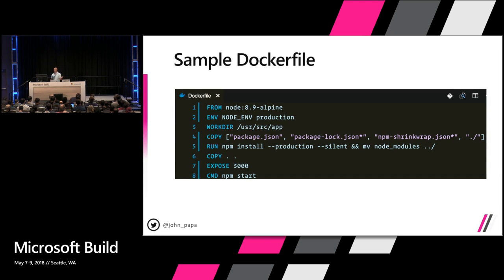So we might have a Dockerfile that looks something like this, where we say, OK, we're going to run on Node 8.9. We're going to set our environment variables. We can have as many as we like. We're going to set our working directory up, copy over our package.json, run npm install, copy the folders, expose whatever port we want, and run npm start.